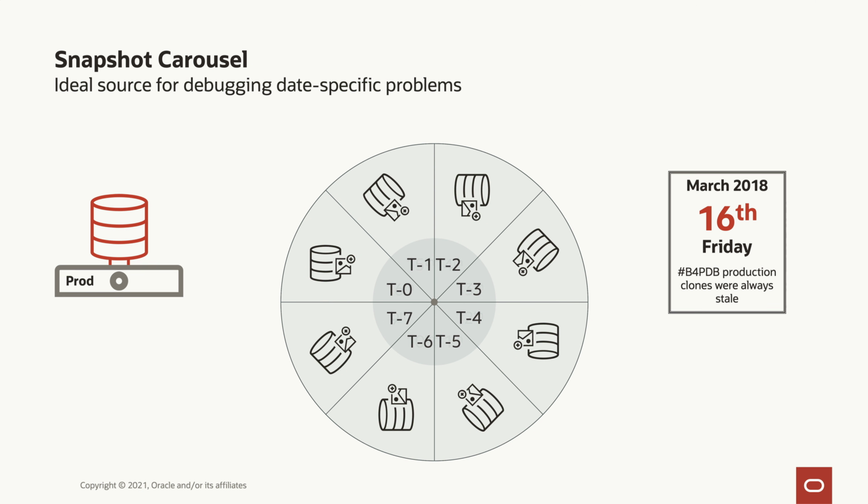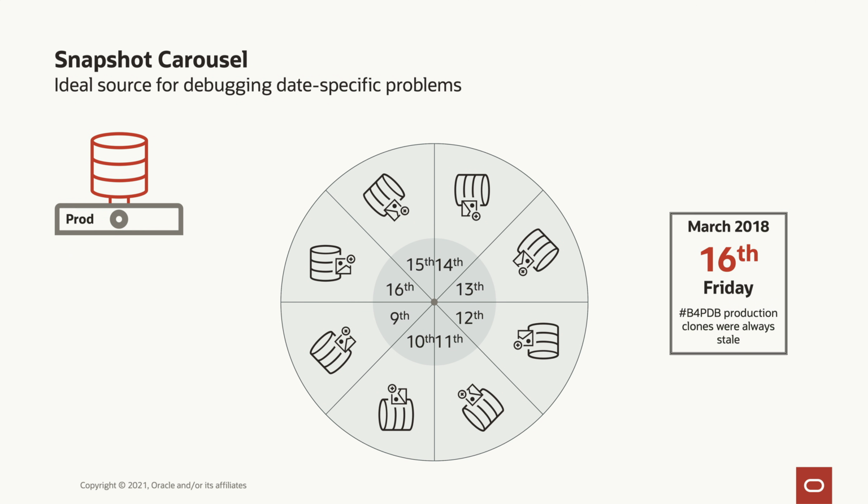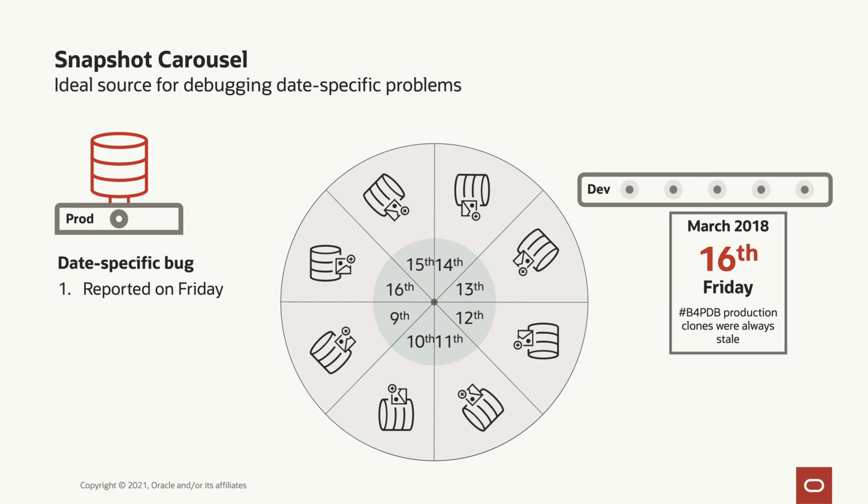The snapshot carousel can be very helpful for debugging date-specific problems. For example, we might have a problem reported on Friday. It's a new problem, which seems to be data-related, and arose earlier in the week. However, the report is not specific about the exact date on which it was first encountered.